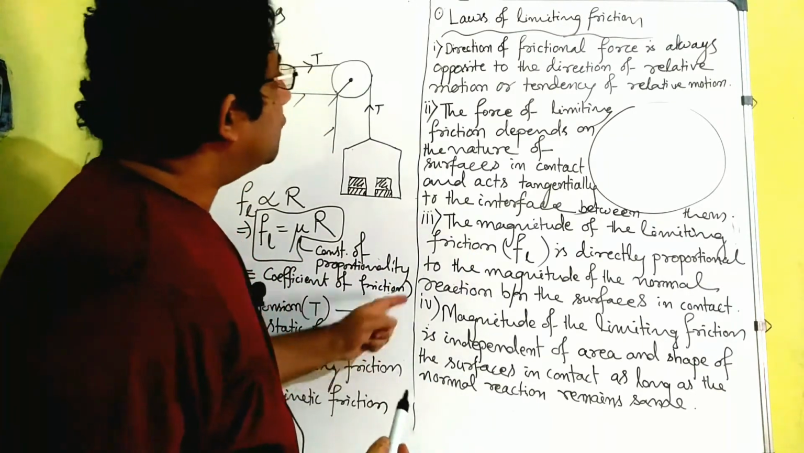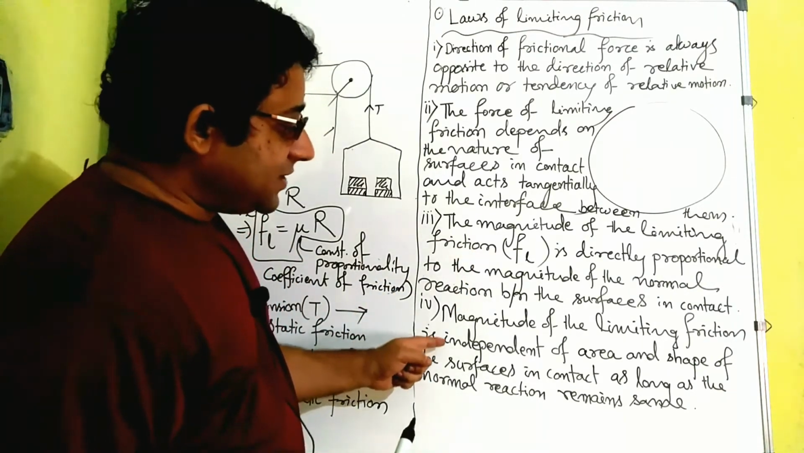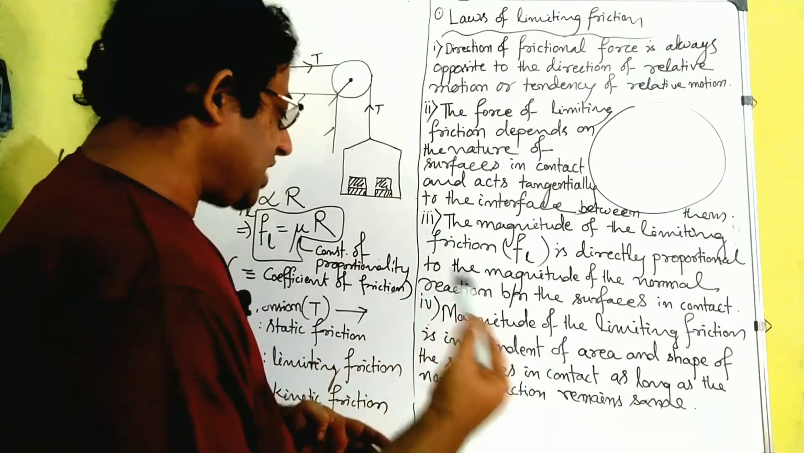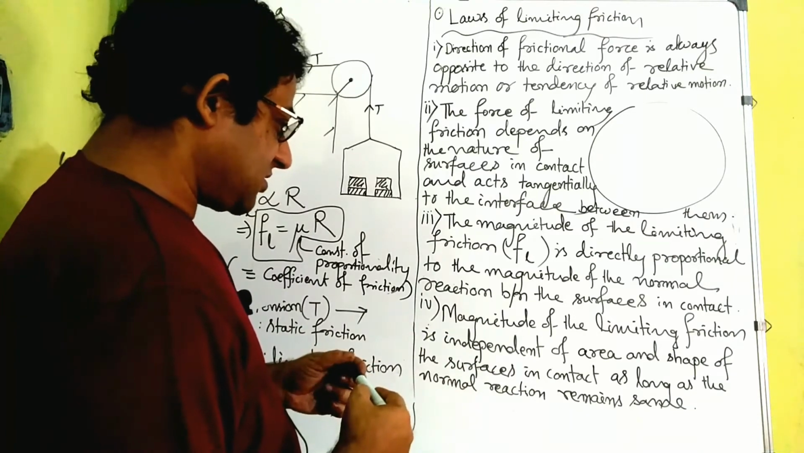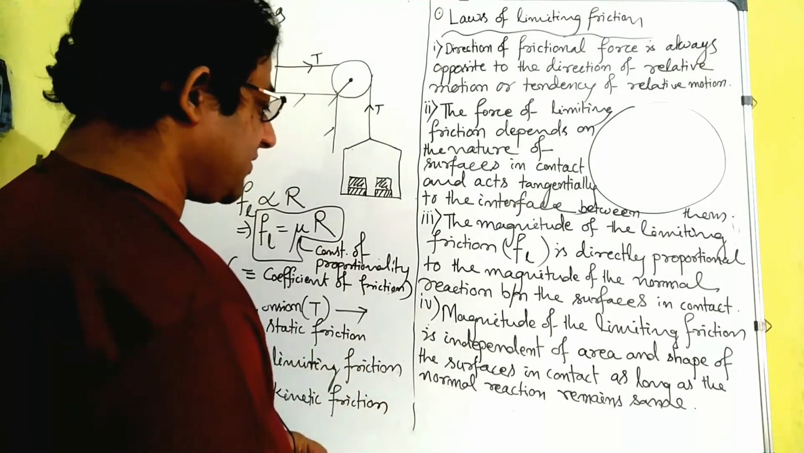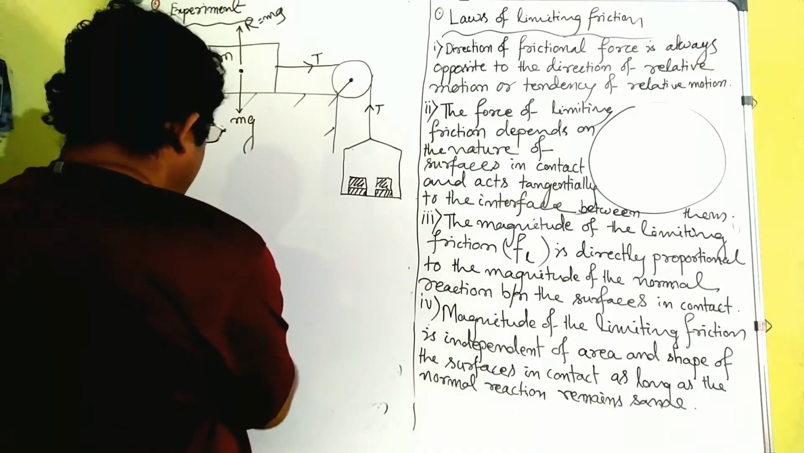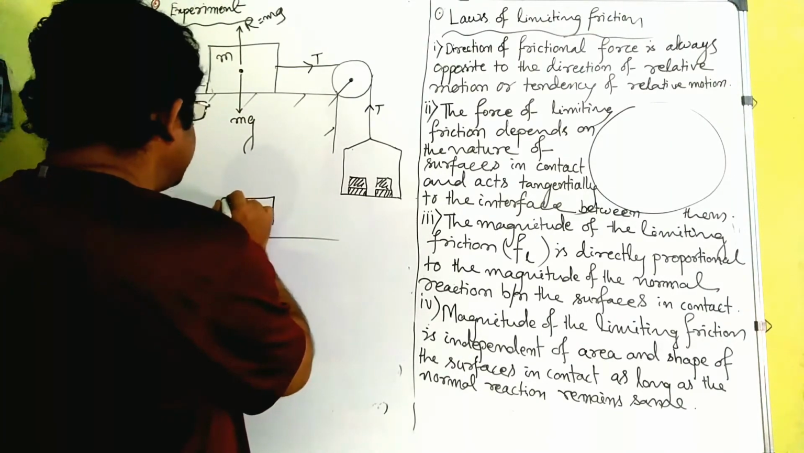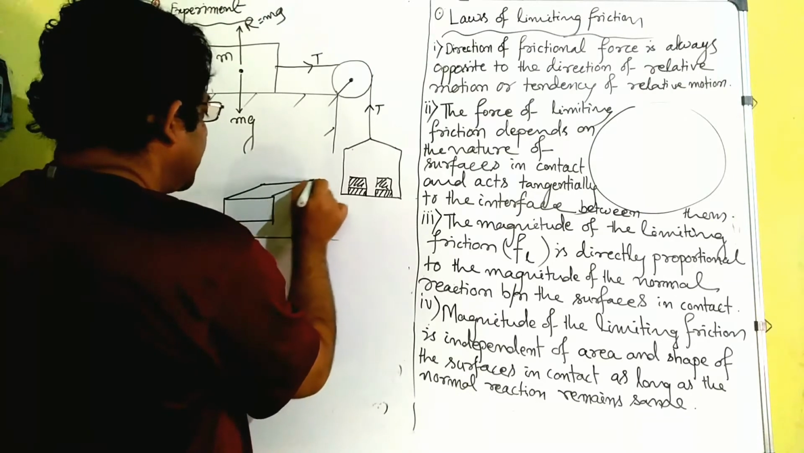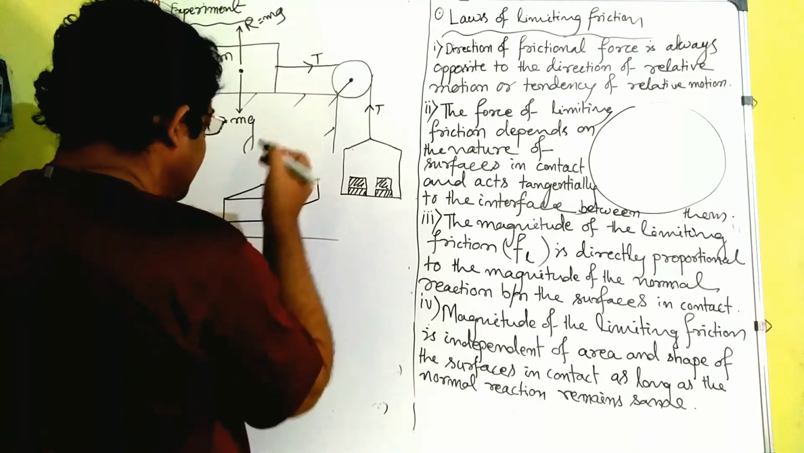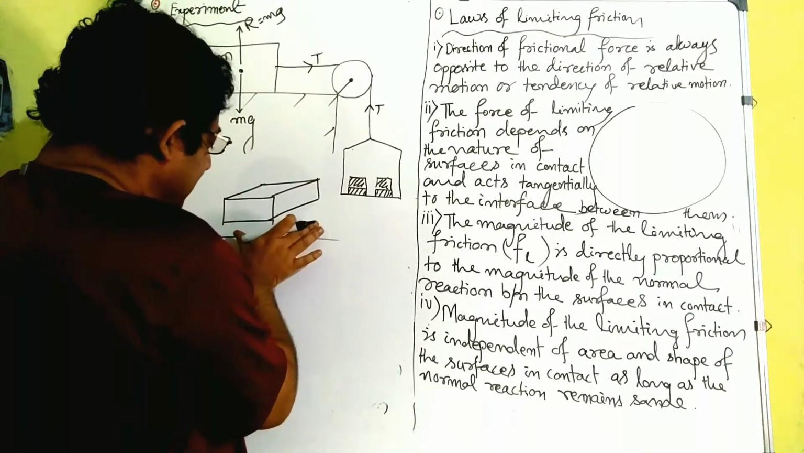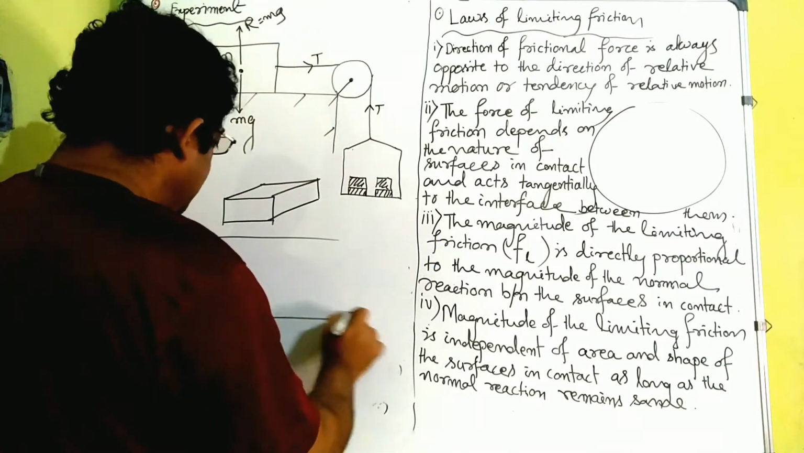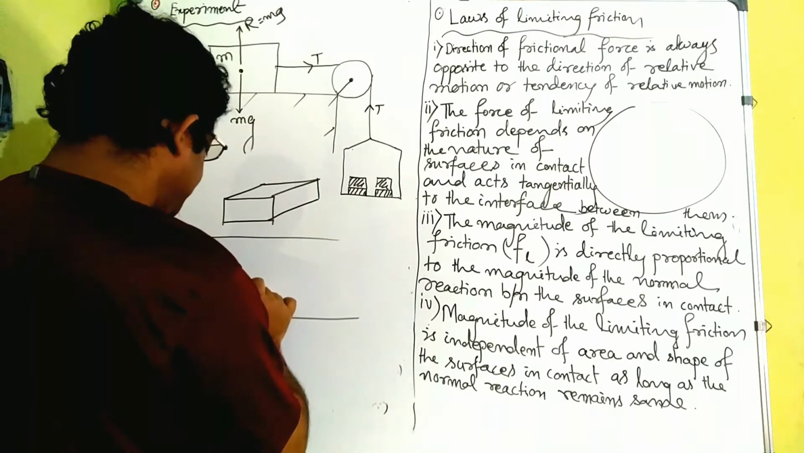And what says the fourth law of limiting friction? Magnitude of limiting friction is independent of the area and the shape of the surfaces in contact as long as the normal reaction remains the same. For example, there is a block having certain length, breadth and height. Now if we put it in this fashion and drag it, you repeat the experiment by putting it this way.